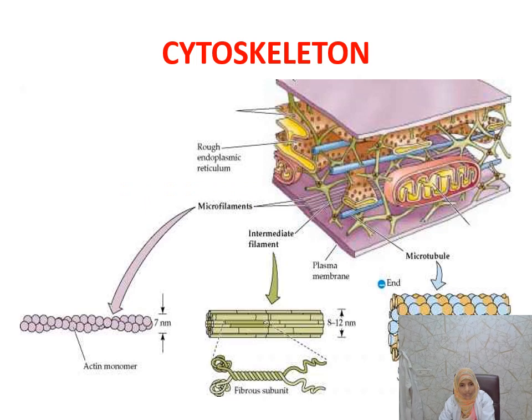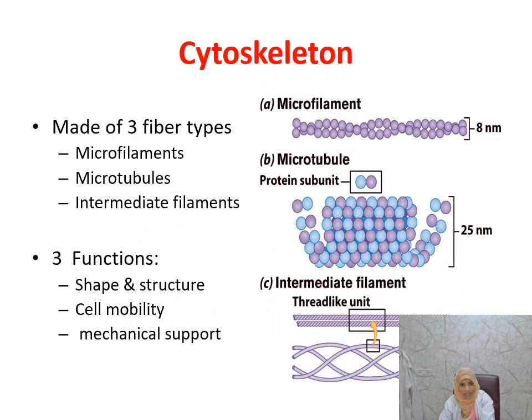Now, cytoskeleton. There are three types of cytoskeleton: microfilament, microtubule, and intermediate filament. What is the function of the cytoskeleton? It helps in maintaining the shape and structure of the cell, the mobility of the cell, and mechanical support to the cell. What are those? There are microfilament, microtubule, and intermediate filament.